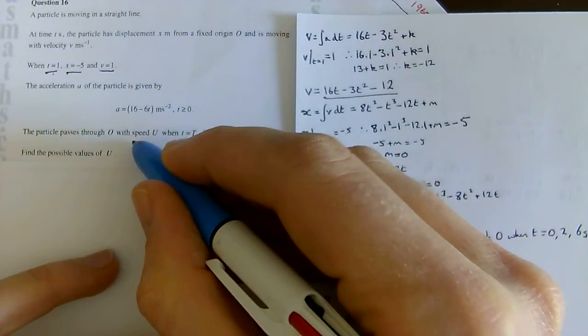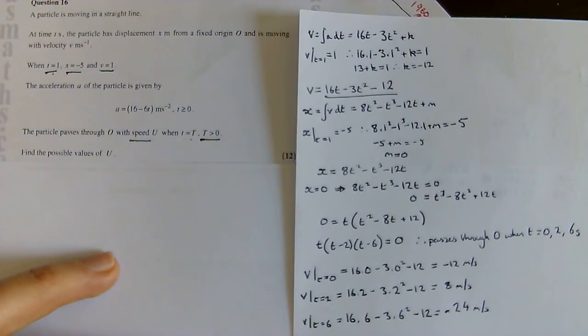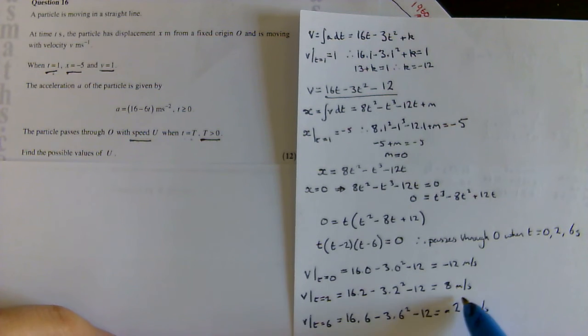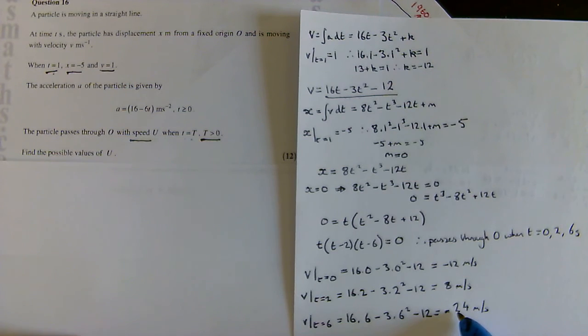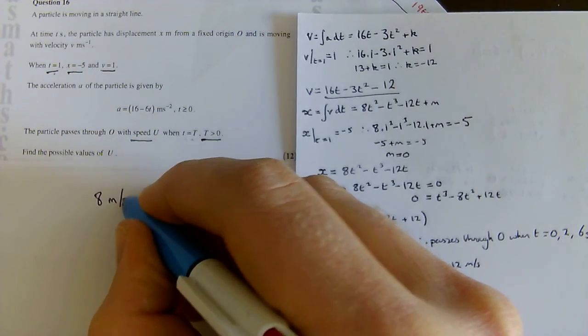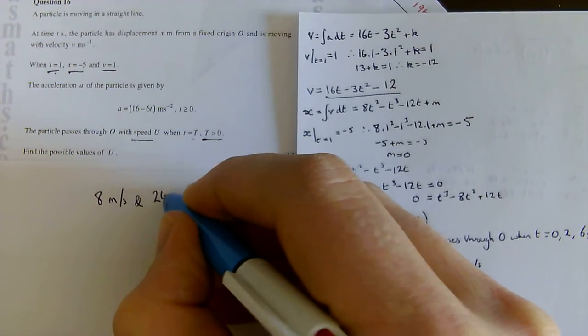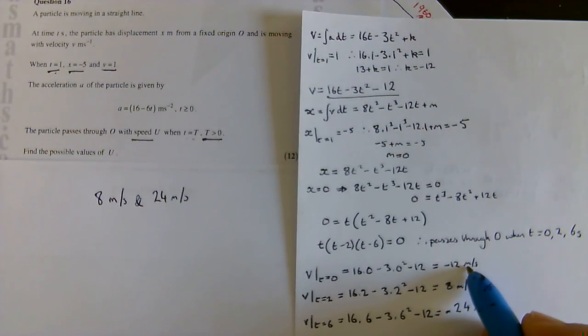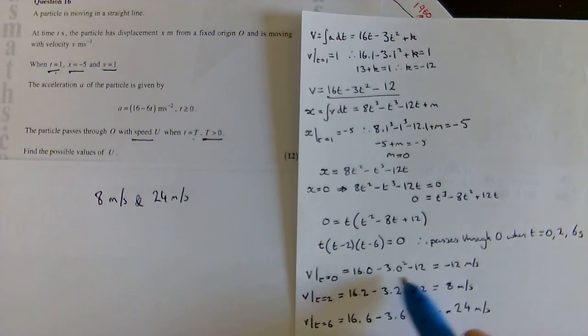T is greater than 0, u is a speed, not a velocity, so the two possible values are either here, where the speed is going to be 8 meters per second, or here, where the speed is going to be 24 meters per second. Be careful, it is not a negative, because it is a speed, not a velocity. The direction is discounted. So your answer's 8 meters per second and 24 meters per second. We're not including this 12 meters per second because it tells you that t is greater than 0.